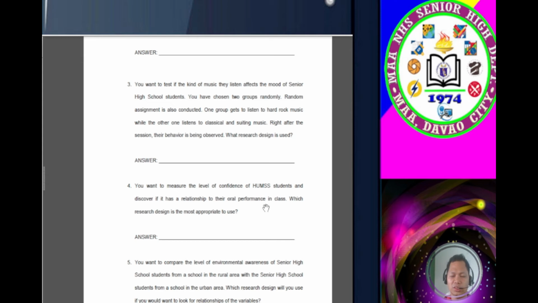senior high school students. You have chosen 2 groups randomly. Random assignment is also conducted. One group gets to listen to hard rock music while the other listens to classical and soothing music. Right after the session, their behavior is being observed. What research design is used? Okay, choose your answer.